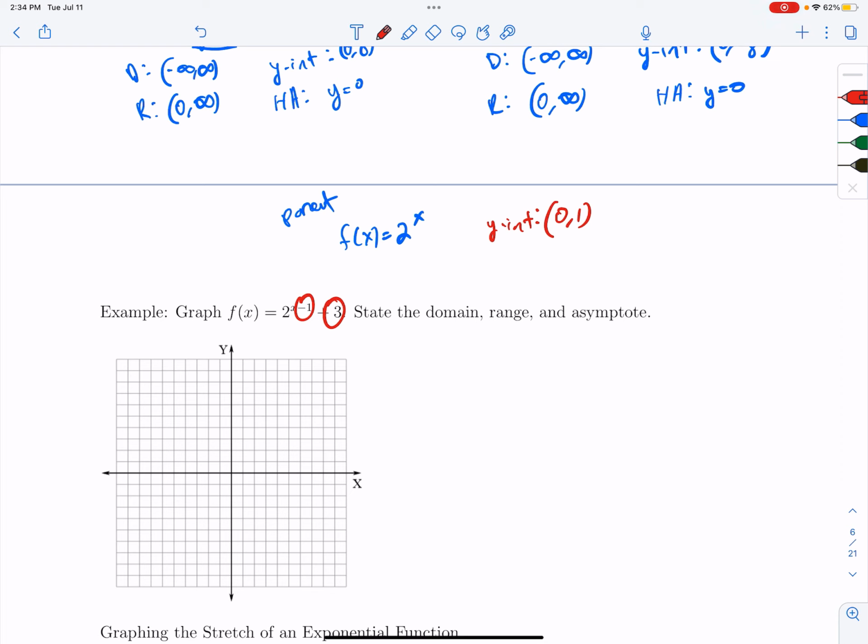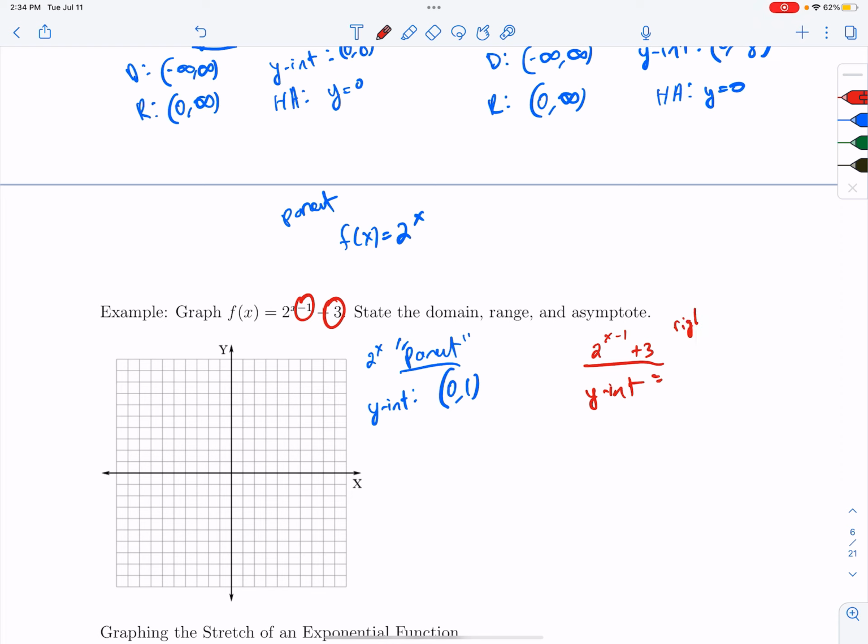And then let me do this a little more organized. So parent, and then 2 to the x minus 1 plus 3. Our parent function is 2 to the x. The y-intercept for the parent function is (0, 1). For the shifted function, well, what are we doing? We're going right 1, up 3.